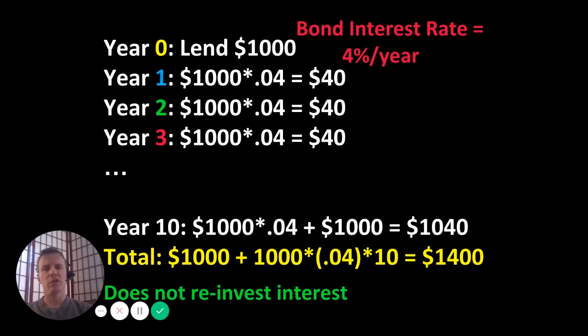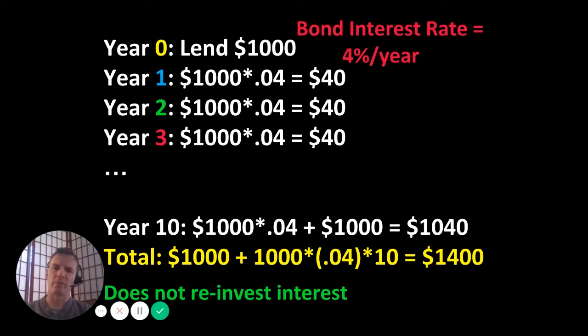So let's say in year 0, we are lending Duke Energy or the federal government $1,000. That's the time that we're buying the bond for $1,000. And then in year 1, we earn 4% of the principal of that bond. So 4% of $1,000 is $40. We earn that same amount in year 2, in year 3, and all the way through year 10, which we're going to assume is a 10-year bond.